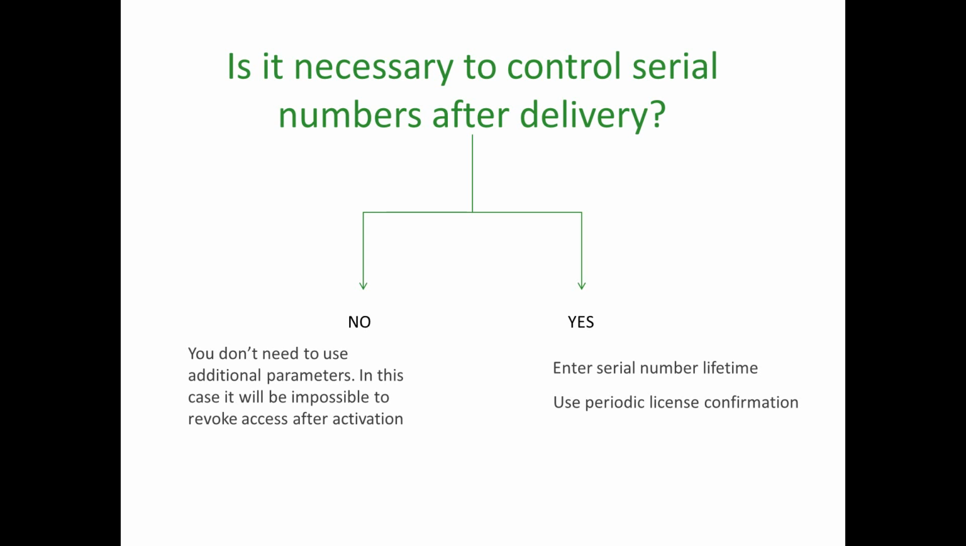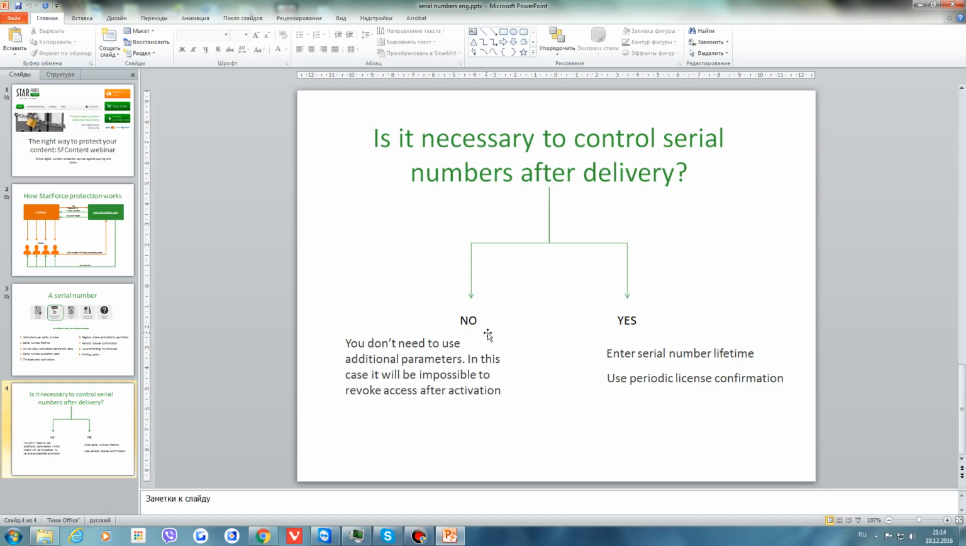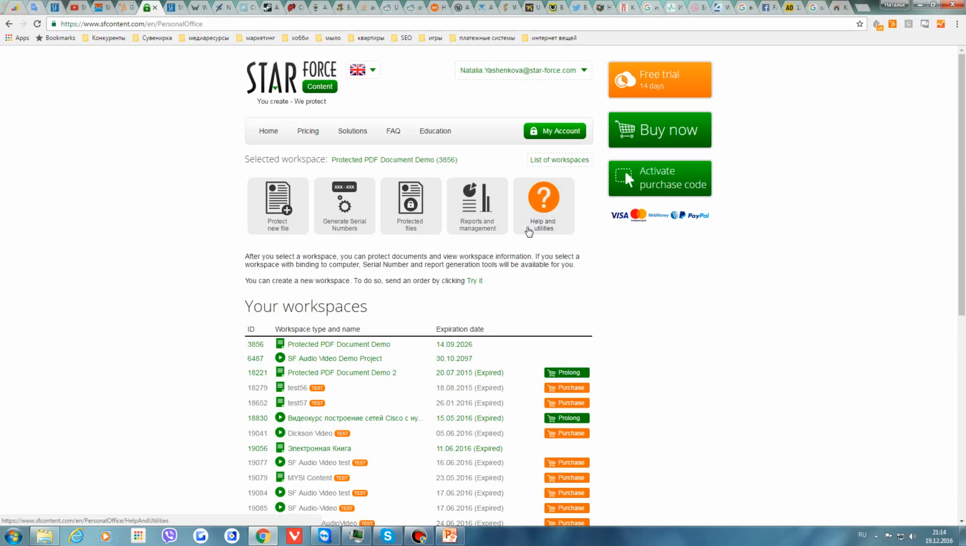Okay, and again, why is it important? Because if you have not selected any additional parameters before serial number generation, after activation your content will work offline without asking our server for verification. Okay, I hope it's enough of theory. Let's go to our site and see how it works in practice.